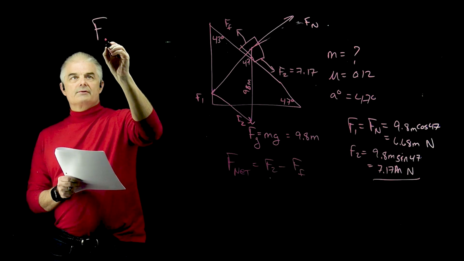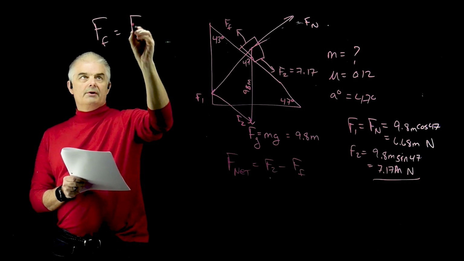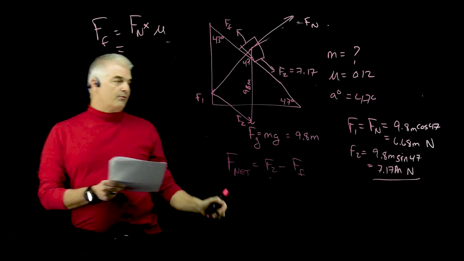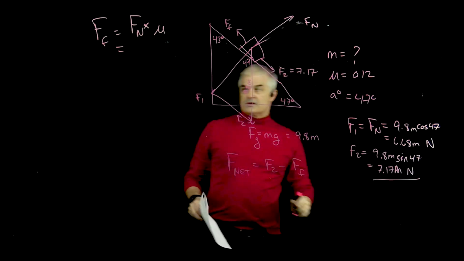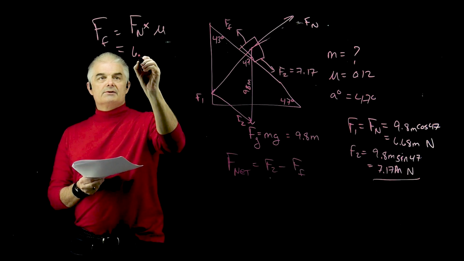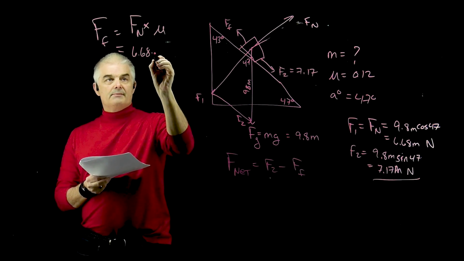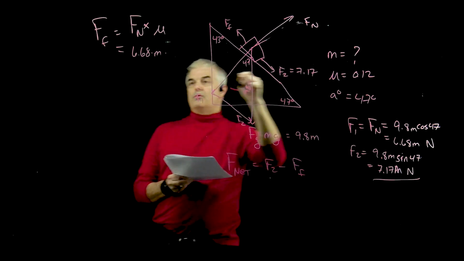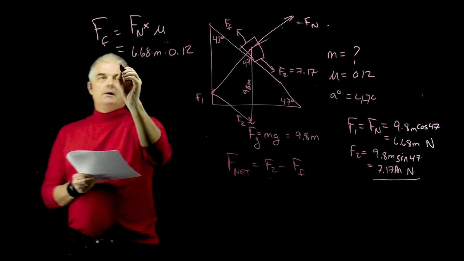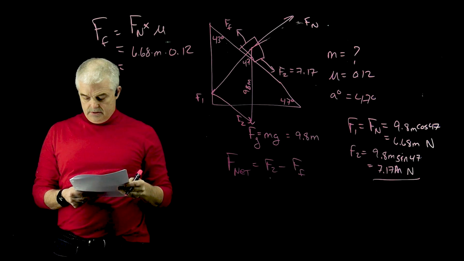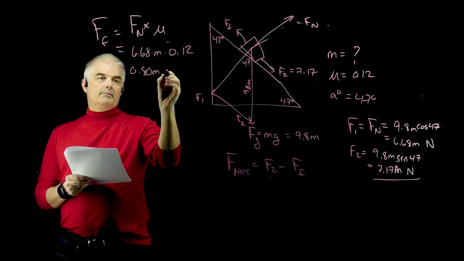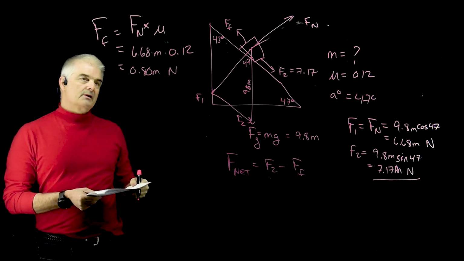The frictional force, if you recall, is just the normal force times mu. The normal force we knew from over here was 6.68 M. 6.68 times M times mu. We know mu to be 0.12, and that comes out to be 0.80 M newtons, where M is still the mass of the object.